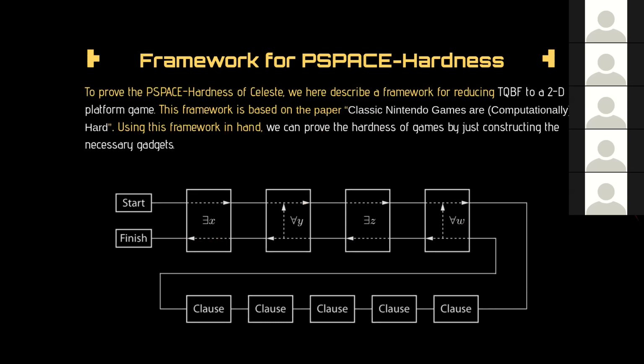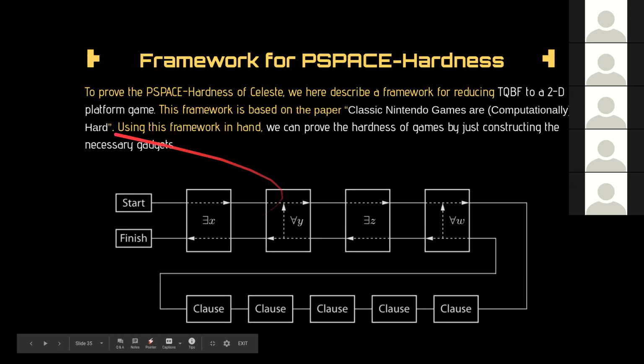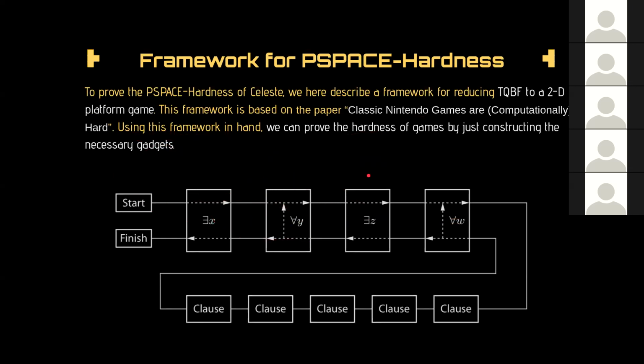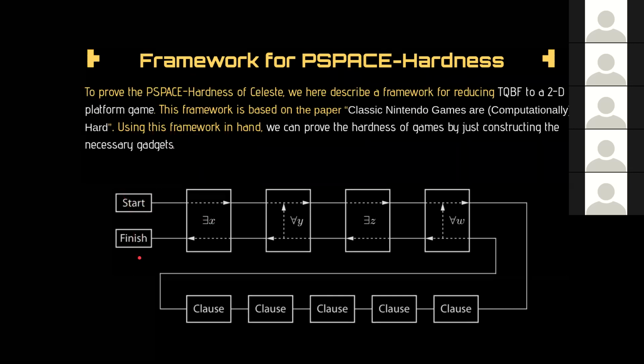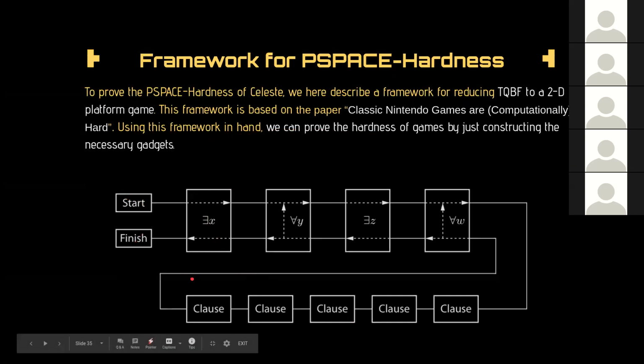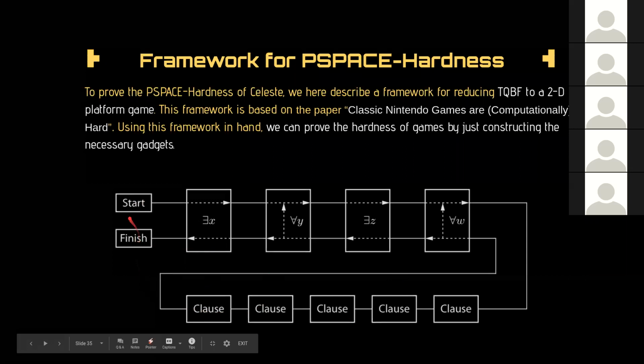So we'll show how to reduce the TQBF problem to this framework, and then we'll show how to build this framework using Celeste. This framework is again based on that paper we shared, and we'll also share afterwards, I guess. This one is a bit easier to understand. Now there are 4 gadgets: start, finish. As before, you start at start, end at finish. The problem of Celeste is still the same: does there exist a path from start to finish?